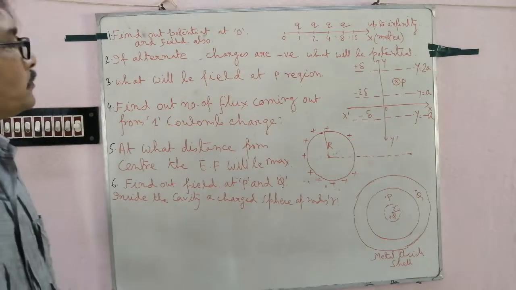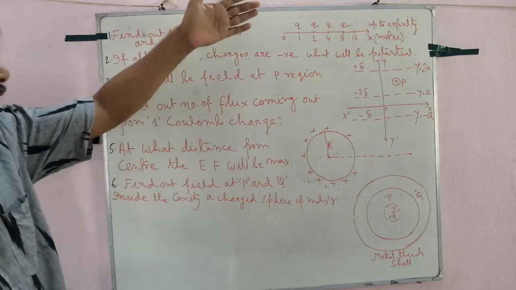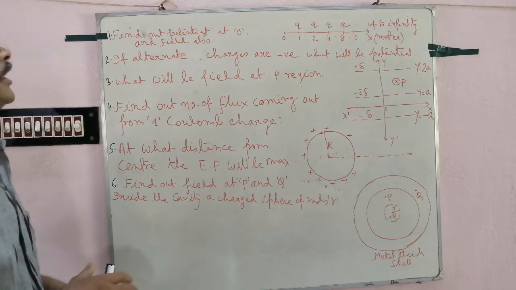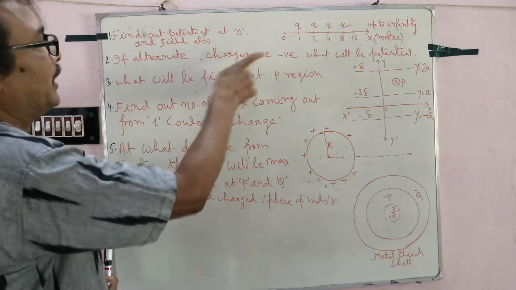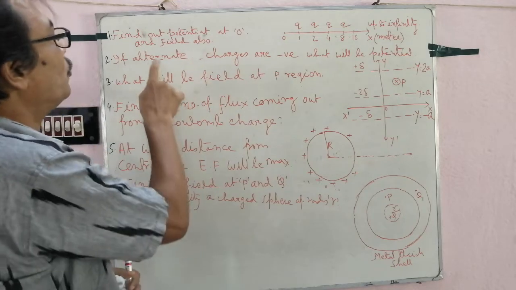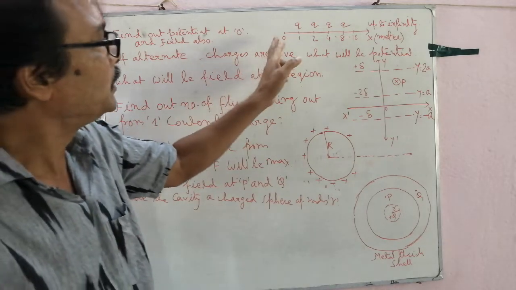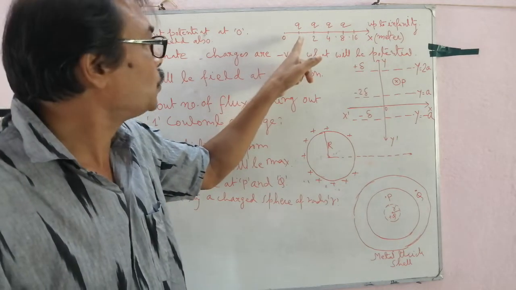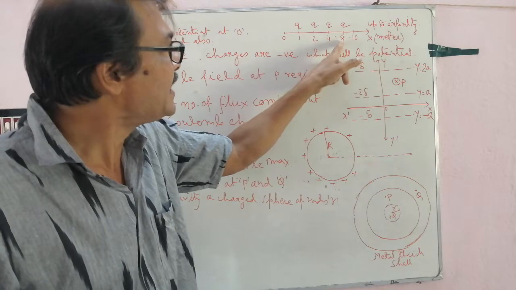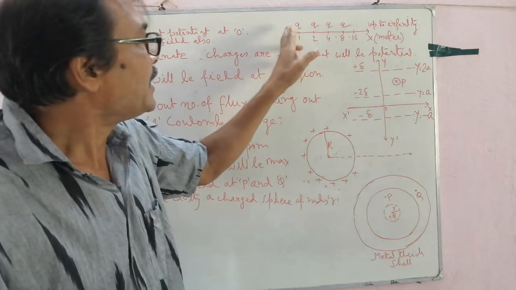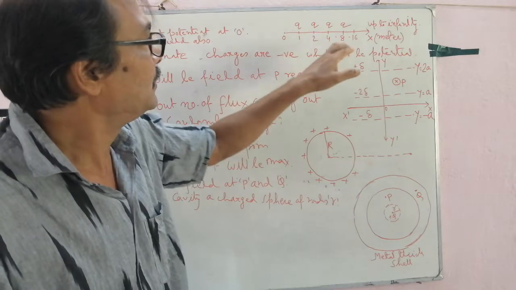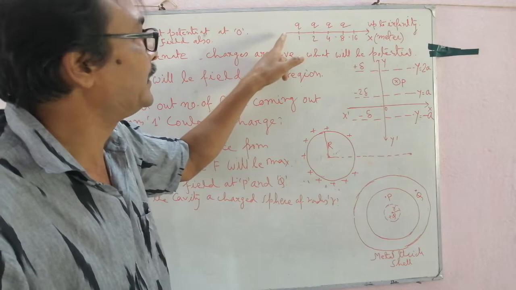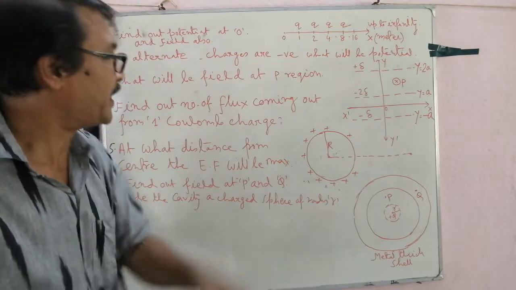Here, look at the board. There are 6 problems or questions mentioned on the board. Now look, the first question: find out the potential at the origin O and the field. Look, this is the x-axis. Here at distances 1, 2, 4, 8, 16, equal charges of the same nature are placed. Suppose all are in SI system. You have to find out the potential at O, and the electric field.